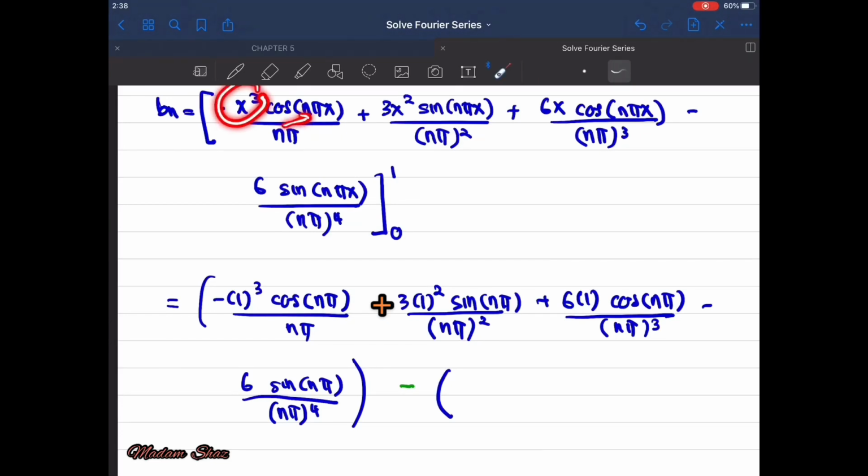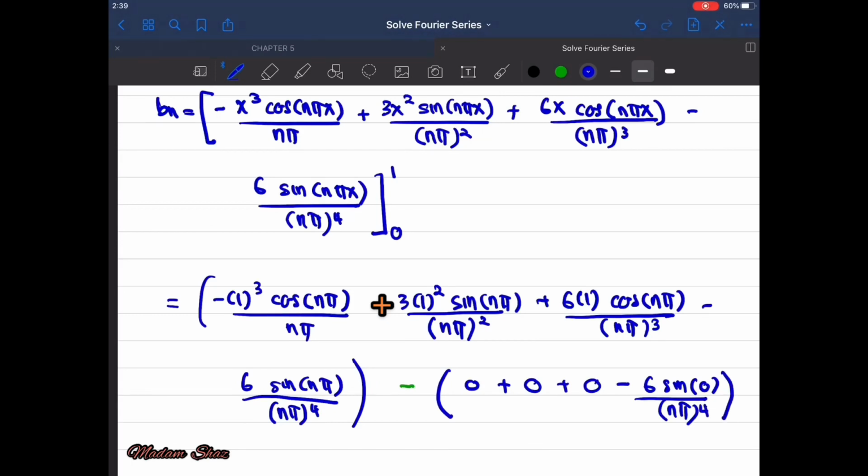So 0 multiply anything will become 0, plus 0 multiply anything will become 0, plus 6 multiply 0 everything will become 0, minus 6 sin n pi x. 6 sin n pi x will become sin of 0 divide with sin n pi the power of 4.